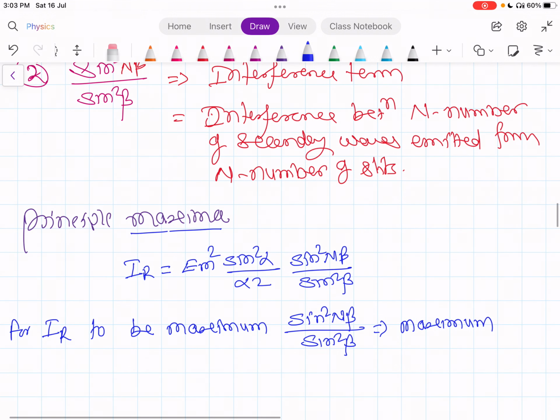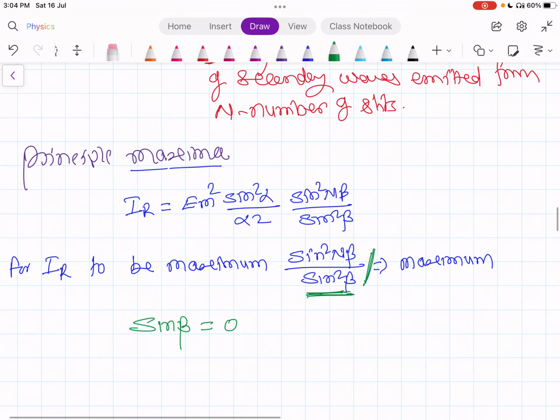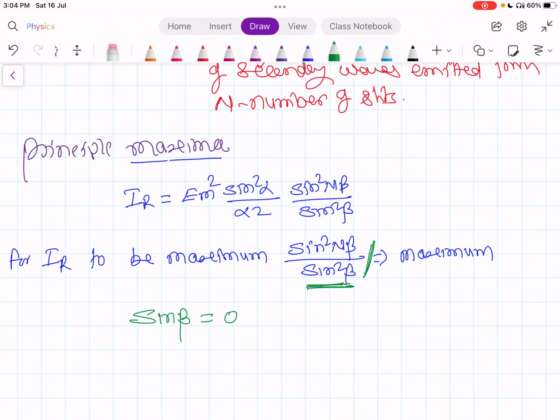And you will get this maximum only when this sin beta is minimum. And minimum means this sin beta should be 0. For this term to be maximum, this sin beta should be minimum, that is 0. This sin beta is 0 only when beta is equal to plus minus n pi, where n starts from 0, 1, etc.